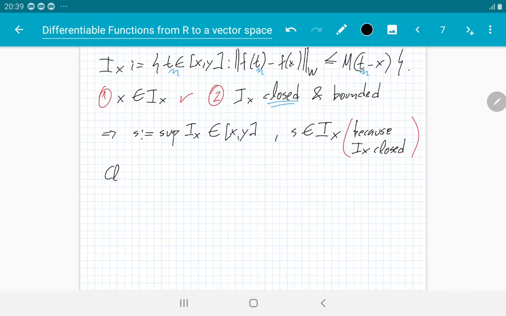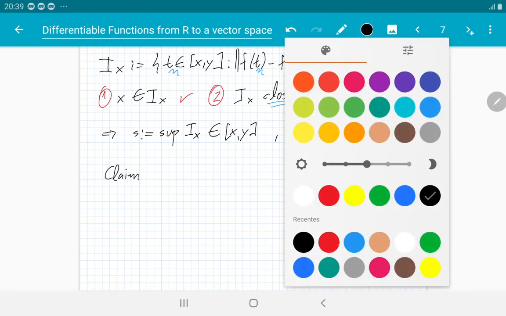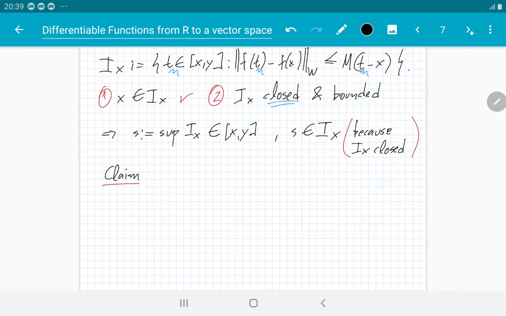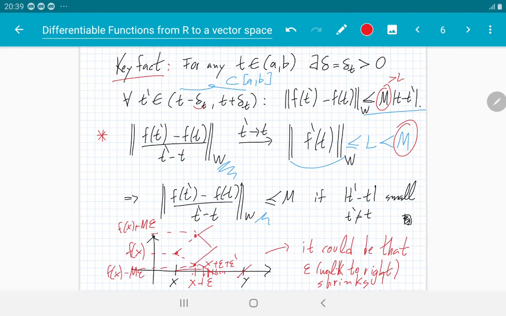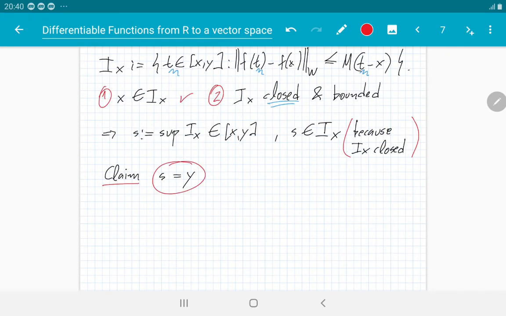Here's the claim that I'm going to prove. It's a claim that finishes the proof. I'm going to argue that s equals y. That's basically what corresponds to my previous picture, to saying that I can move from x to y. That's not entirely clear from what I'm saying, but saying that if I keep moving as much as possible to the right using this technique, I am going to reach y.